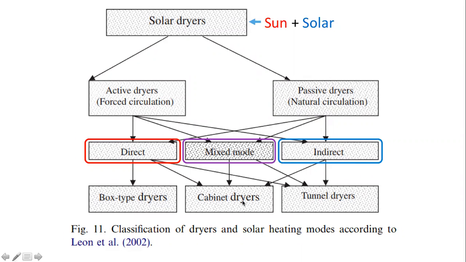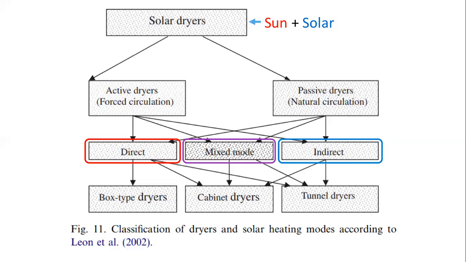So you can see the examples: box type dryers, cabinet dryers, and tunnel dryers. For passive dryers, we always use tunnel dryers and cabinet dryers. It is actually a type of indirect one. So two types of solar dryers are available: active and passive, and there may be direct, mixed, and indirect active dryers, and also direct, mixed, and indirect type of passive dryers.